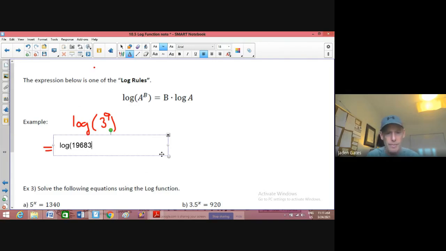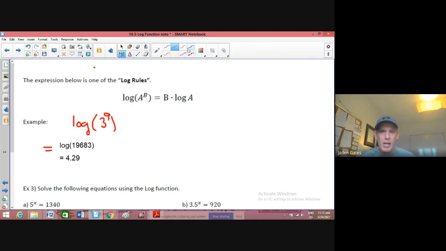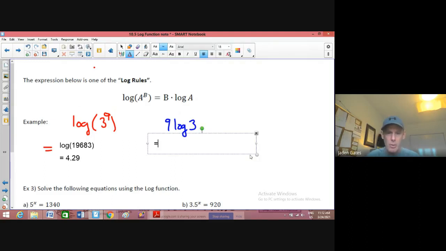Oops, 19,683. Now, as I mentioned, if I type that into my calculator and hit log and then 19,683, the log function again takes a big number and makes it smaller. In fact, it would be 4.29. Now, what that log rule is saying is I can do the same thing here, but I bring the exponent down in front. So if I calculated 9, which is my exponent, times the log of 3, here's what I get. It equals 9, first of all. Then I take the log of 3.